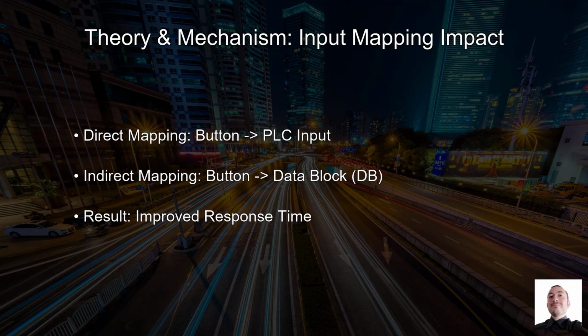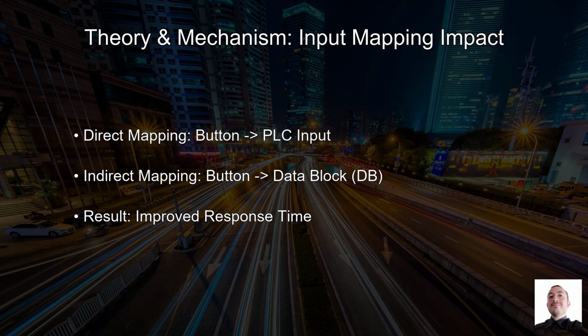The sluggish response of your web server buttons is directly tied to how inputs are mapped. When you map buttons directly to PLC inputs, every button press triggers a direct read and write operation to the PLC memory. This creates a bottleneck, especially under high load or with multiple instances. To illustrate, imagine your PLC memory is a busy highway. Each button press is a car trying to enter. Direct mapping is like allowing every car to enter the highway without any traffic control. The result? Traffic jams and delays.